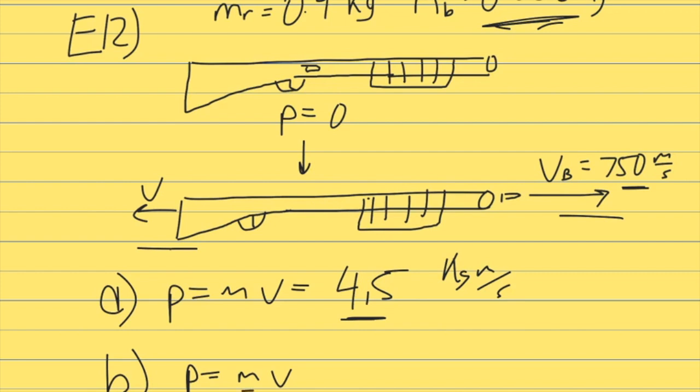We know M, and we know the momentum is just in the opposite direction. It's 4.5 kilogram meters per second equals the mass of the gun, 9, times V of the gun. We end up with the velocity of the gun of 0.5 meters per second.